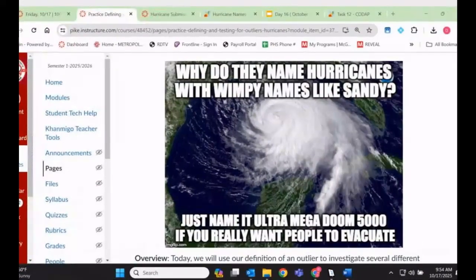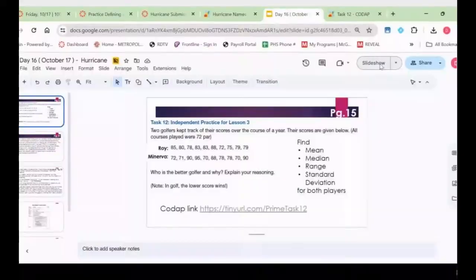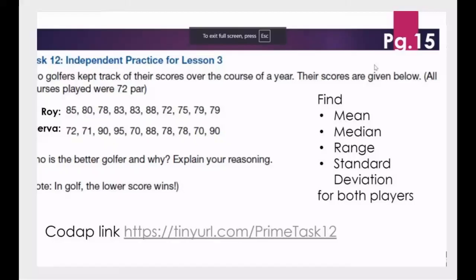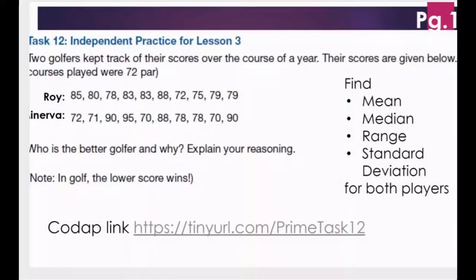All right, so here is the beginning part of this slideshow. Okay, so this has to do with our two golfers. Do you guys remember this a little bit? I don't know if we got through all of it or not.